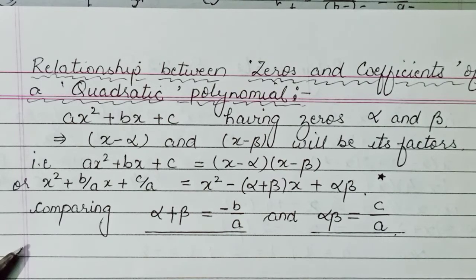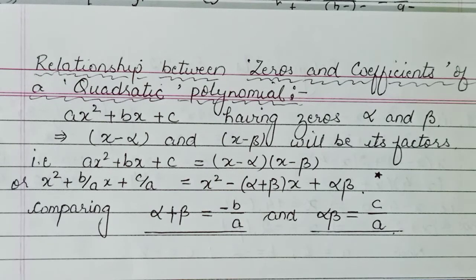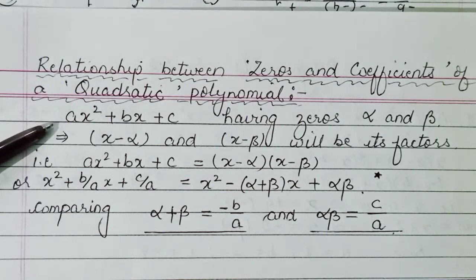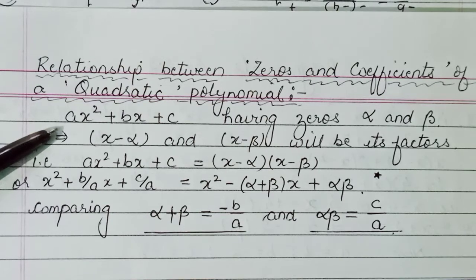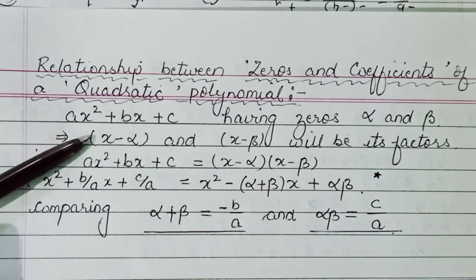Now, the relationship between zeros and coefficients of a quadratic polynomial. So we know what a quadratic polynomial is, right? A polynomial of the form ax square plus bx plus c. That is how we write any standard quadratic polynomial. The highest power being 2, degree 2, is a quadratic polynomial, okay?